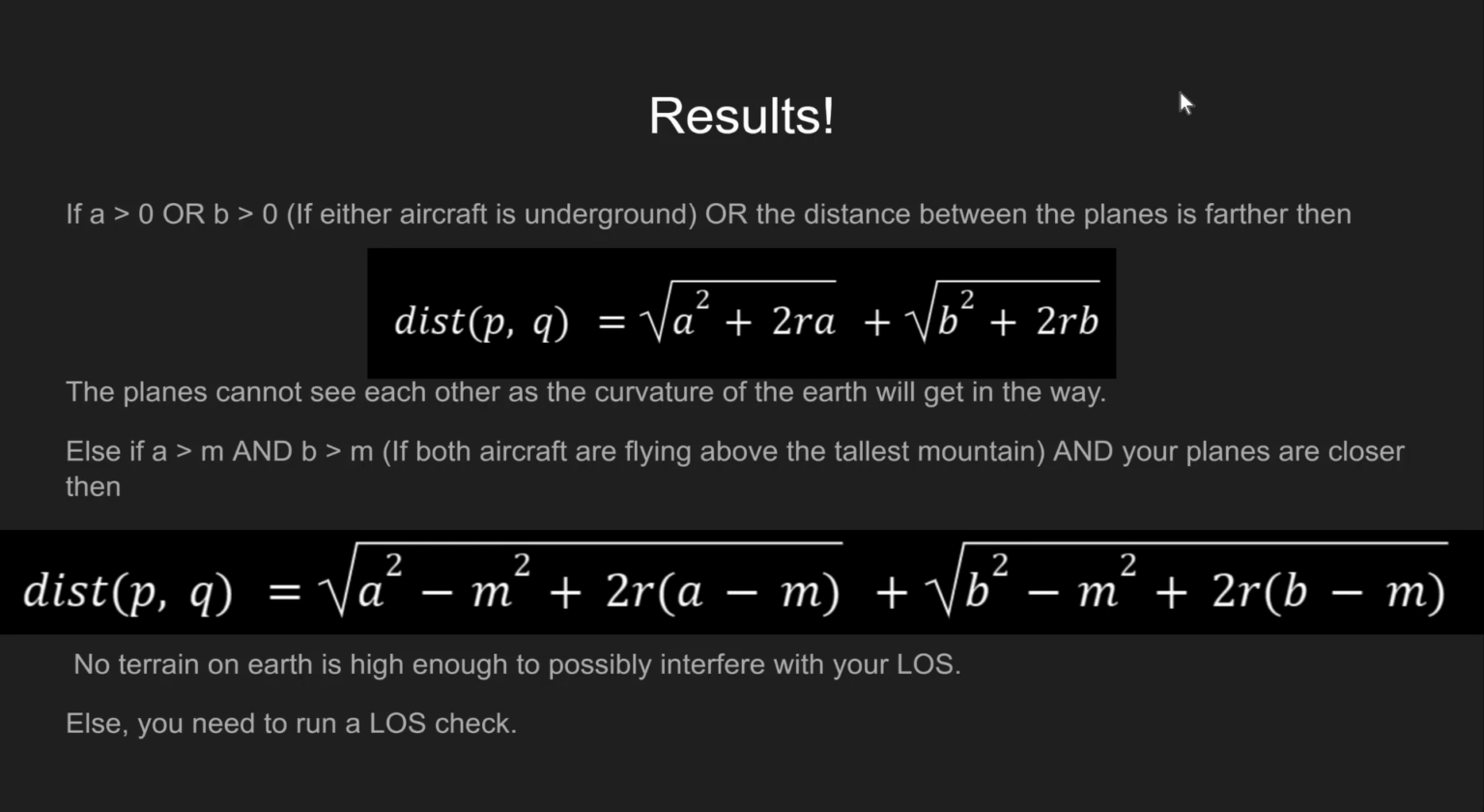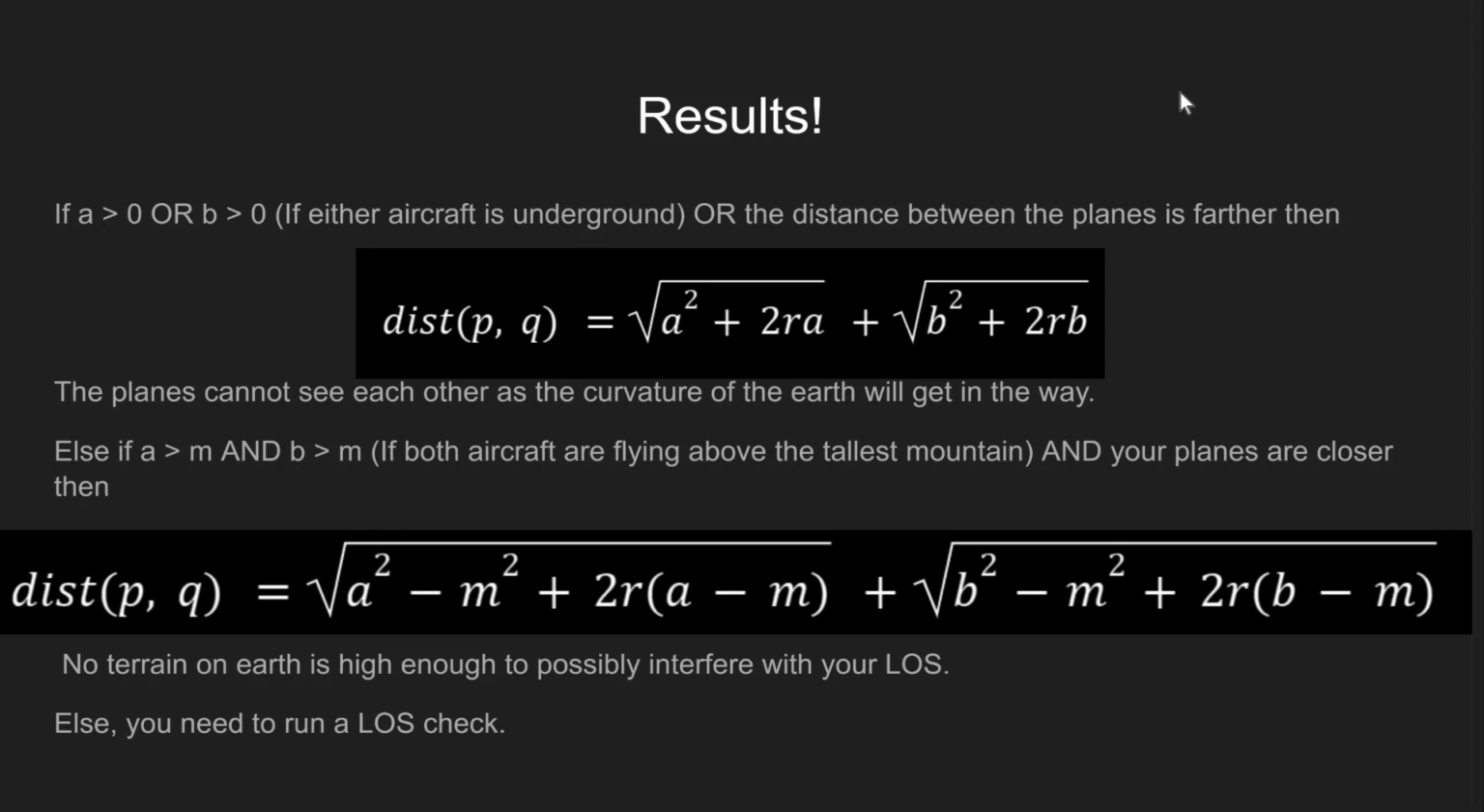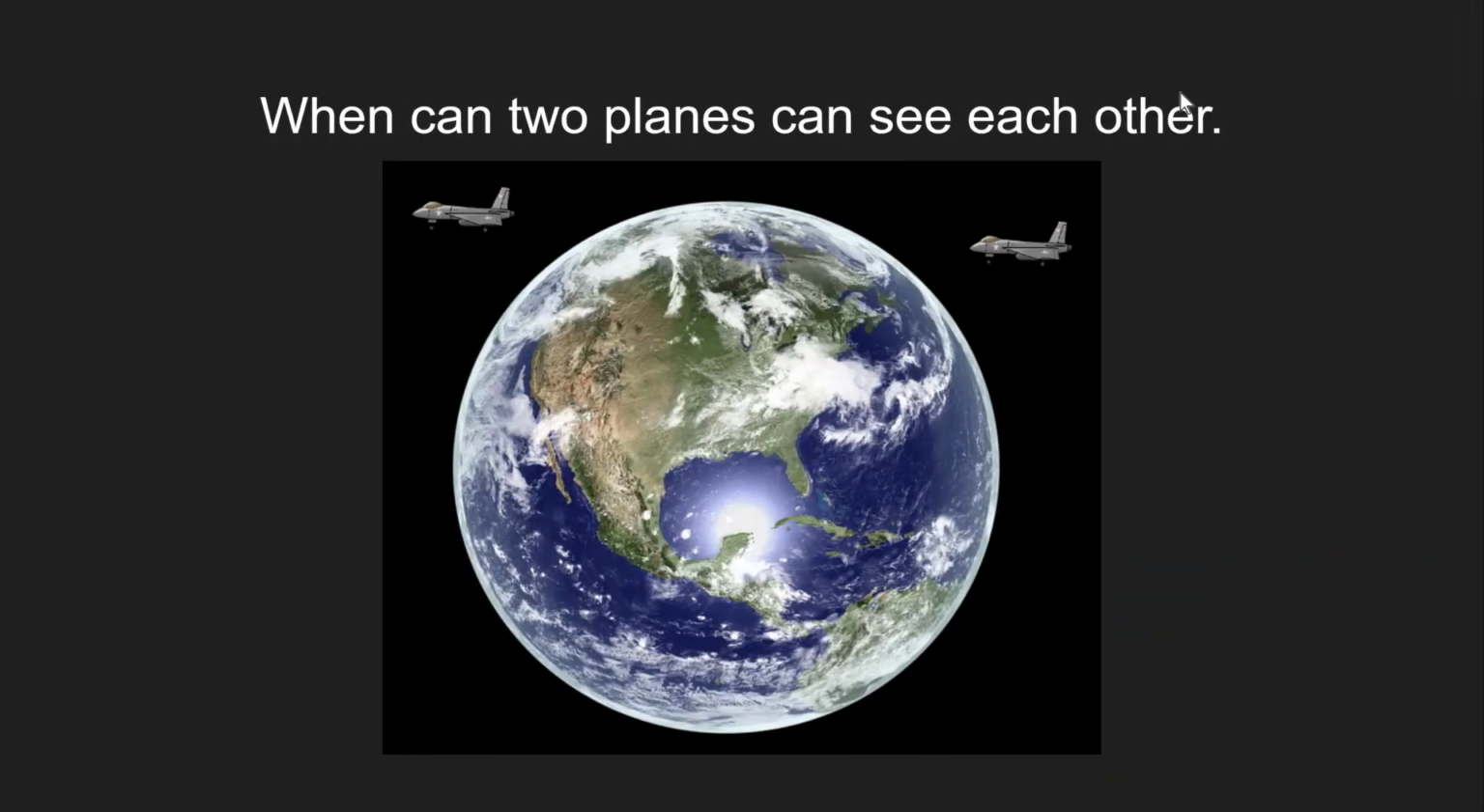Else, if the altitudes of plane A and plane B are both above the tallest mountain, and your planes are closer than the second bound we found, then no terrain on Earth is high enough to possibly interfere with your line of sight. Else, you need to run a line of sight check. And that is when two planes can see each other.